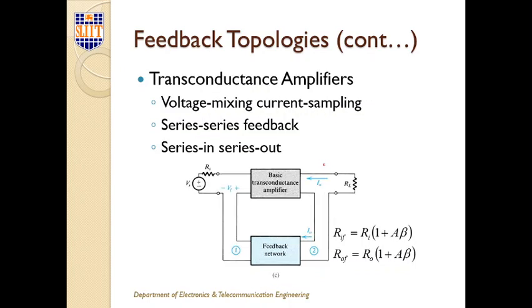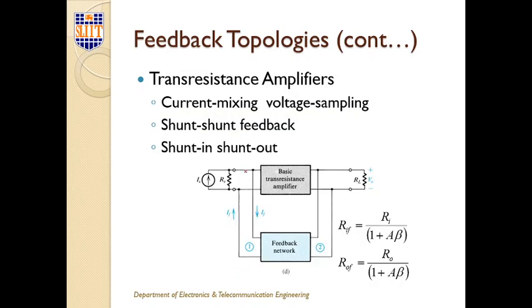Thirdly, you have the transconductance amplifier, where it is voltage mixing, current sampling. So input is voltage, output is a current for the feedback. So we call it series input. Here you have a series input and a series output. So series in, series out, or series feedback. Now in both these cases you can see that the resistance should increase by a factor of 1 plus A beta. So here it is increasing by a factor of A beta, here also it is increasing by a factor of A beta.